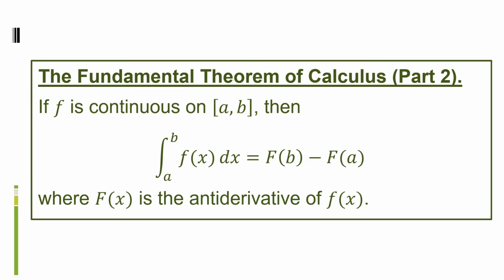The second part of the fundamental theorem of calculus naman provides us a way to find the definite integral of a function between two limits using the antiderivative of that function. So, FTC2 states that if f is continuous on the closed interval ab, then the definite integral from a to b of f of x dx is equal to the antiderivative of f at b minus the antiderivative of f at a.